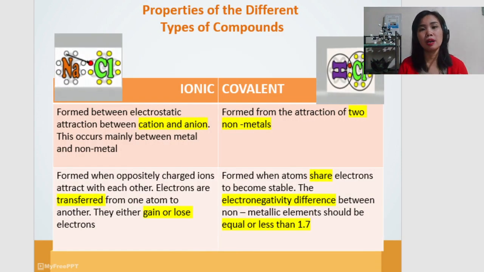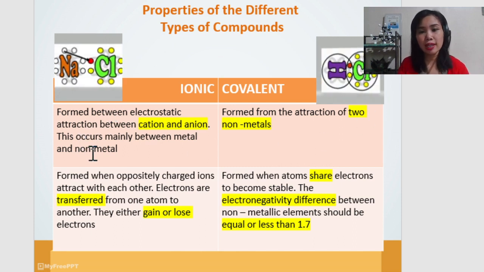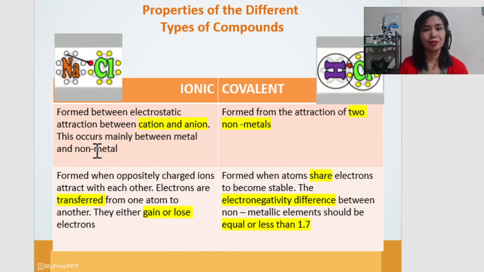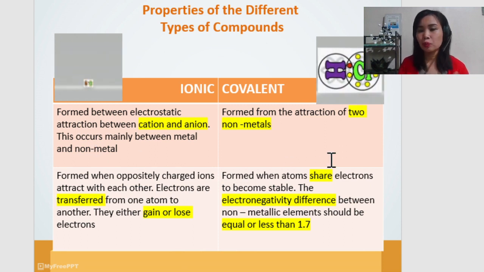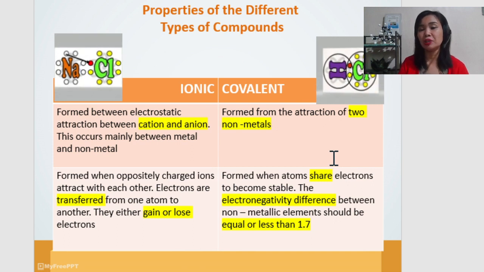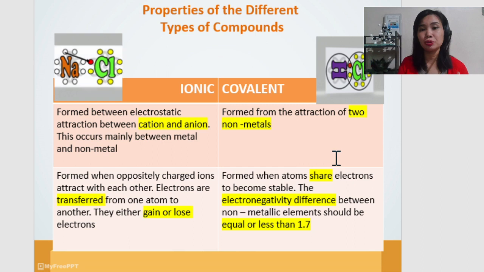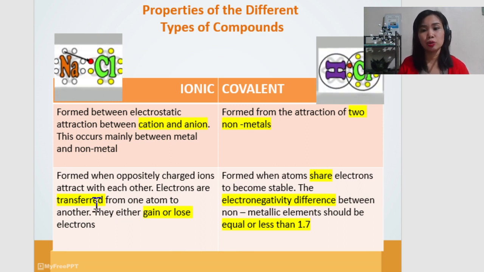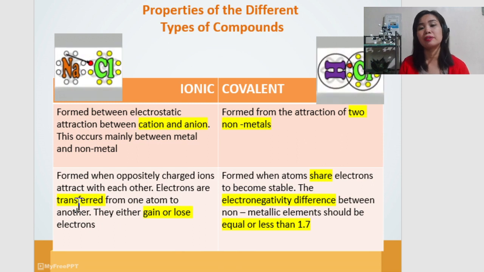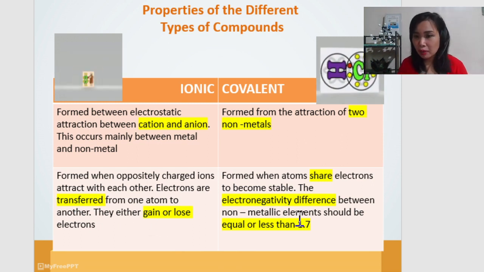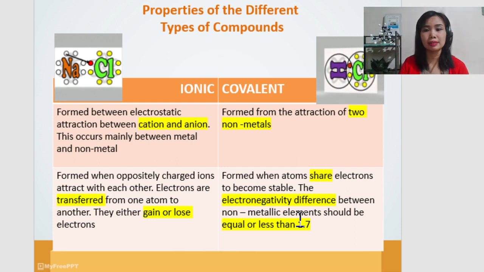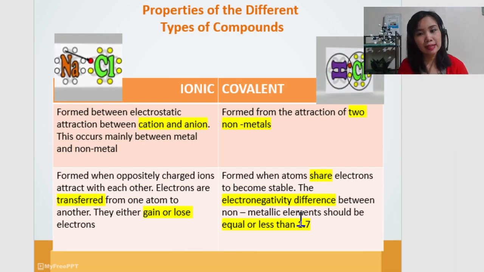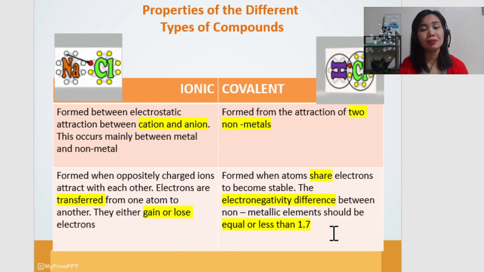Properties. So this time we are about to compare the properties between ionic and the covalent. Pag ionic, they are what formed between cation and anion. But kay covalent, wala na yung term na charges like ion and cation. They are already called two nonmetals. So covalent, hindi yan charges. Okay? Formed also with oppositely charged ions. So transferred yung electrons and they either gain or lose. While the covalent bond, they share electrons to become stable and the electronegativity difference between non-metallic elements should be equal or less than 1.7.